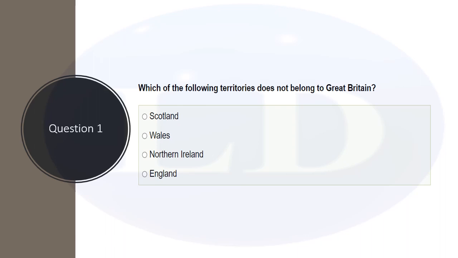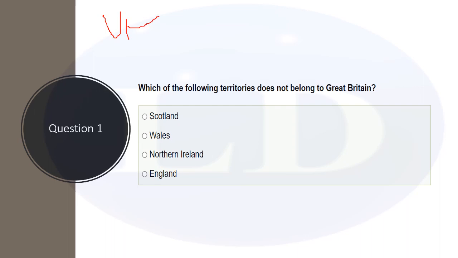Question number 1: which of the following territories does not belong to Great Britain? Extremely important question, I say. Question number 1 is from the second chapter of the book, and I would like to explain a bit here, because this is a very important question. There are a couple of questions hidden inside this question, and you will see how much you can learn here.